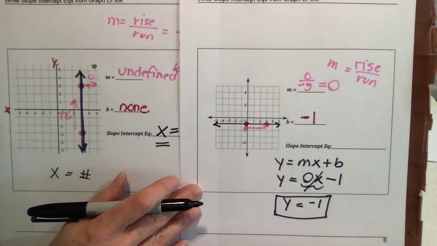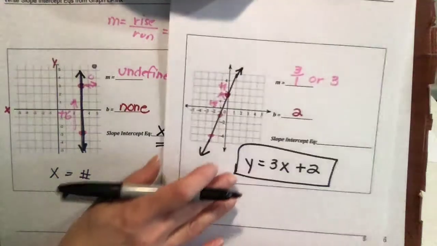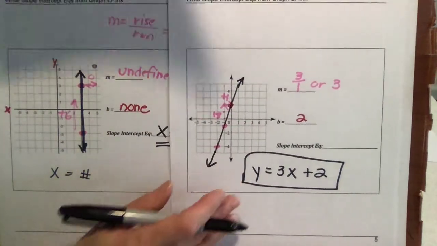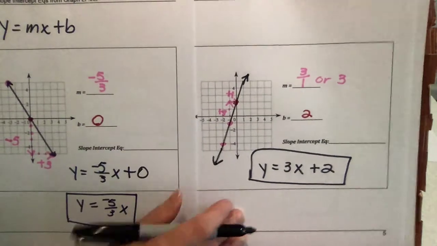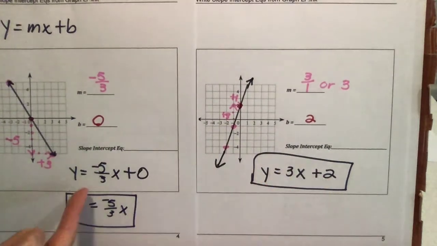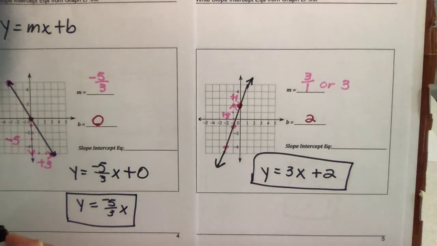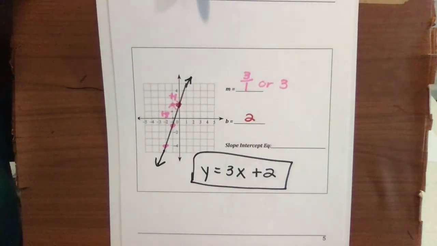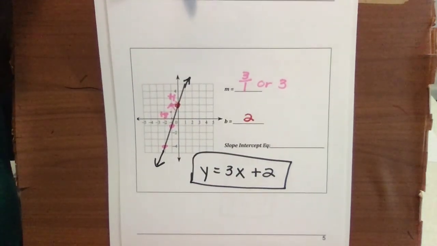Anything that slants, increasing or decreasing, you will have a slope and a y-intercept, even if the y-intercept is 0. And that is how you write equations of lines that are graphed.